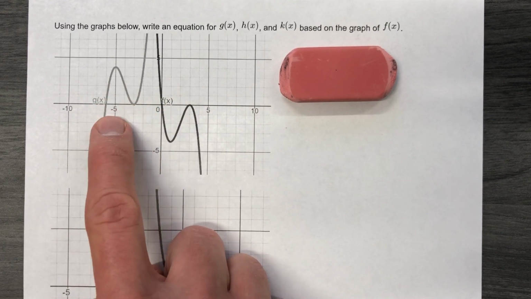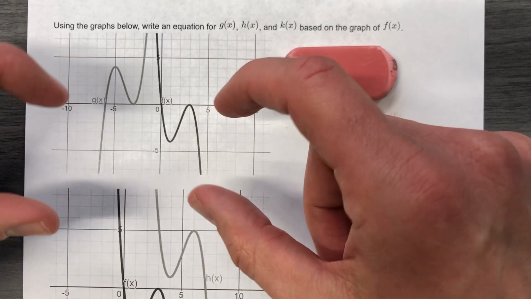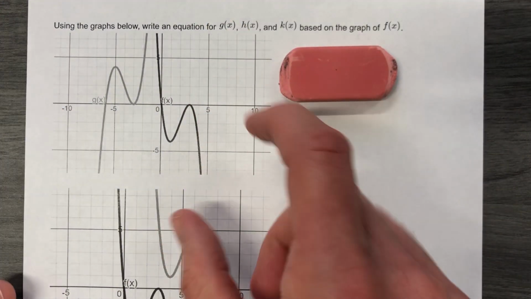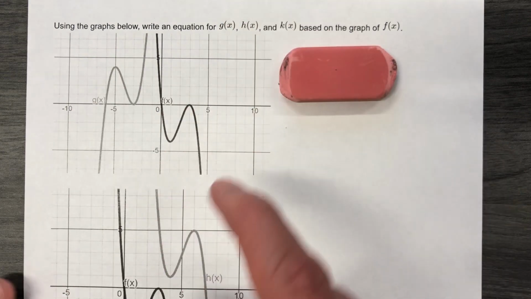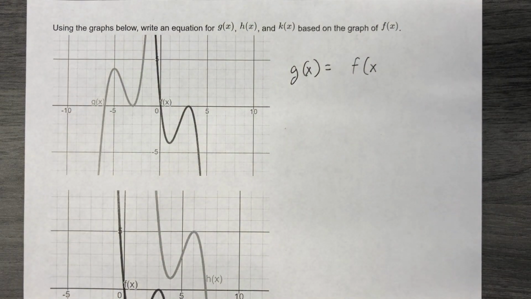What transformations took place? Did you multiply by something and scale it? Did you multiply by a negative and flip it over? Did you shift it horizontally? Did you shift it vertically? That's what we're doing, and I've already written a little bit on this one. What I wrote is just the basic shell of what we're going to be doing.